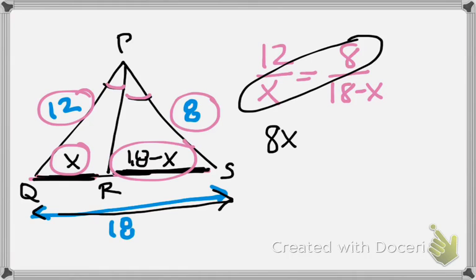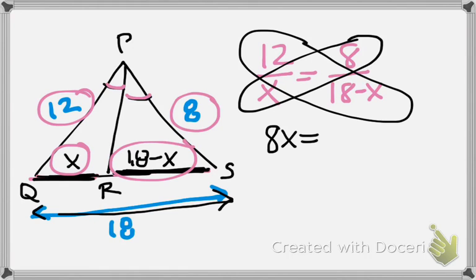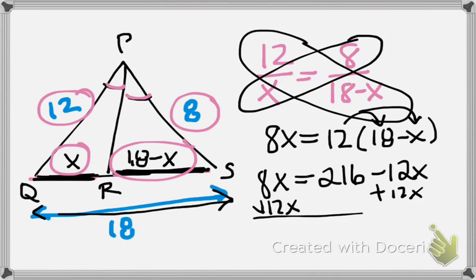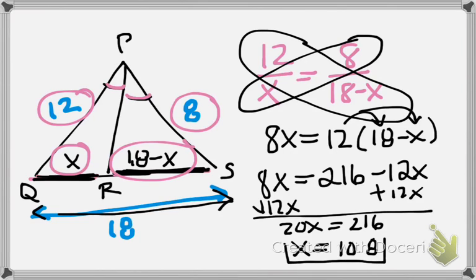Once you have your proportion, now we cross multiply. We're going to be very careful when we cross multiply here, because that 12, remember, has to be distributed to 18 minus x. So we're going to apply the distributive property. That's going to get me 216, and that's a negative 12x. Our goal is to solve for x, so I'm going to get the x's to the same side. So I'm going to add 12x to both sides. And then my last step will be divide by 20, and x will equal 10.8. And since x was QR, your answer actually is 10.8.